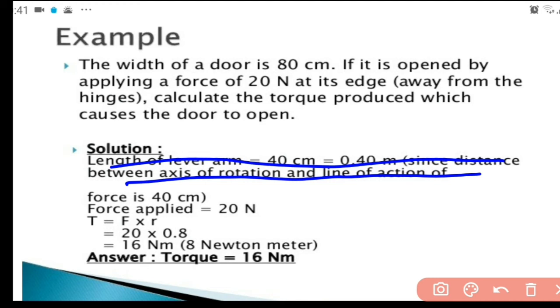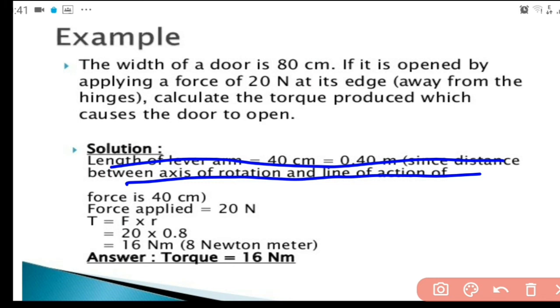So now we will discuss one problem. The width of a door is 80 centimeter. If it is opened by applying a force of 20 Newton at its edge away from the hinges, calculate the torque produced which causes the door to open. In this question, force is 20 Newton and the width of the door is 80 centimeter. So the distance of the line of action of the force from the axis of rotation is 80 centimeter, which is 0.8 meter.